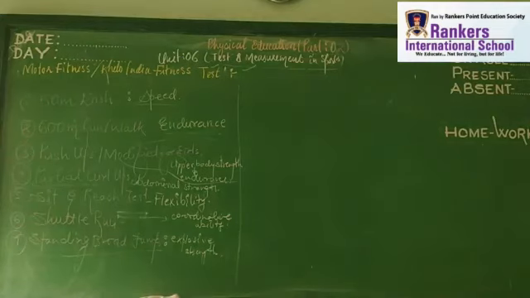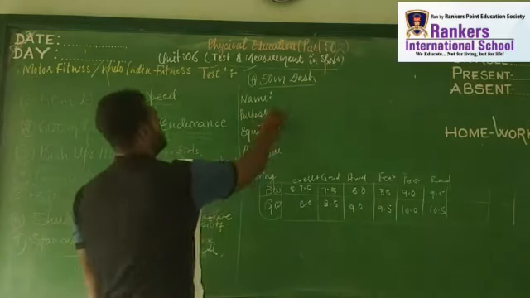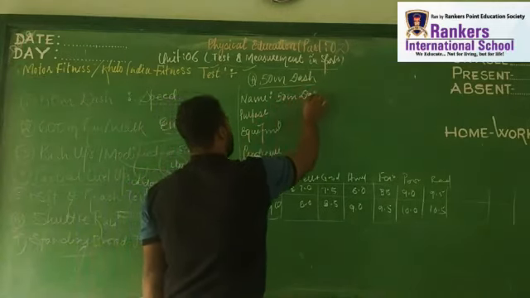Right? So these are the seven tests which are there in the Khelo India Fitness Assessment. Now one by one we will learn about each and every part properly, perfectly. Let's begin with the first test, and the name of the first test is 50 meter dash.